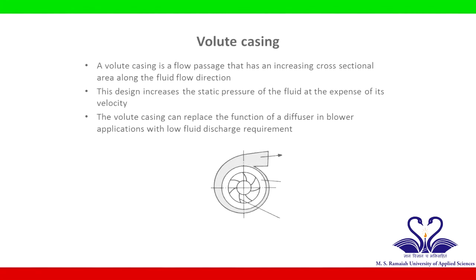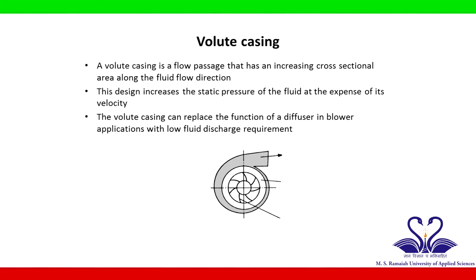Volute casing. A volute casing is a flow passage that has an increasing cross-sectional area along the fluid flow direction. This design increases the static pressure of the fluid at the expense of its velocity. The volute casing can replace the function of a diffuser in blower applications with low fluid discharge requirement.